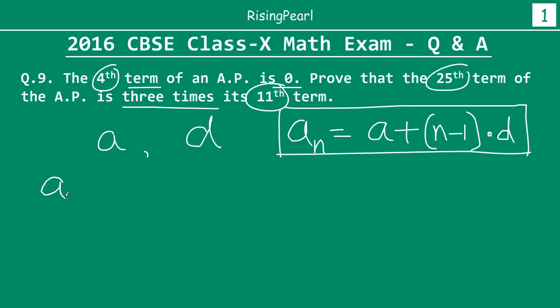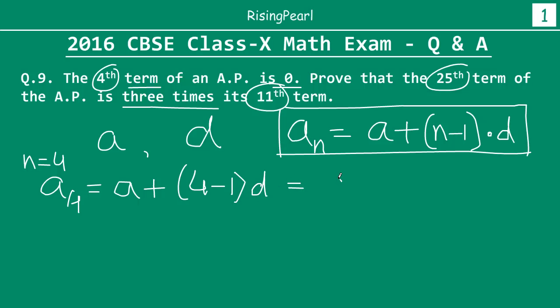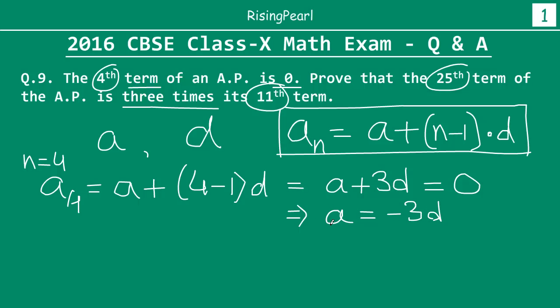So the fourth term will be A4, which will be equal to A plus 4, because n is equal to 4, right? n is the number of terms. So for the fourth term, n is equal to 4. So A4 will be A plus 4 minus 1 times D, or simply A plus 3D. This will be the fourth term, and what is given is that this is equal to 0, because the fourth term is 0. So from here very quickly we can write A as minus 3D. So this is the relationship between A and D. Let's call this equation 1.